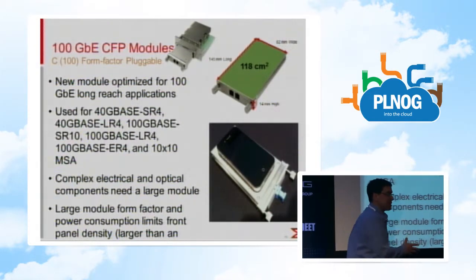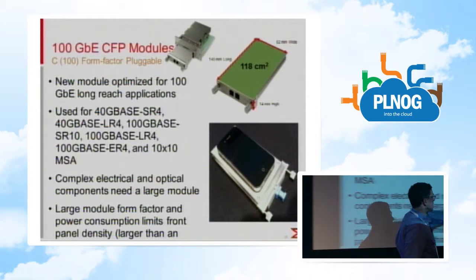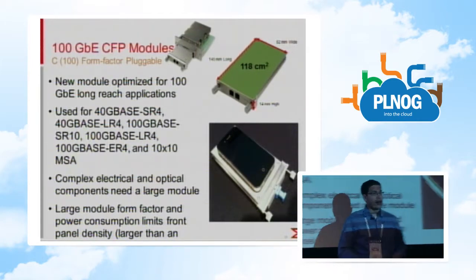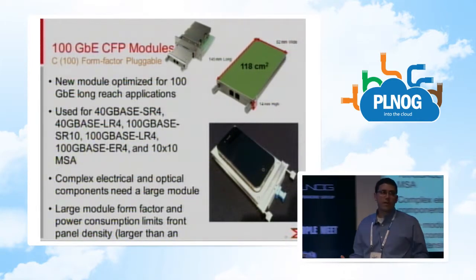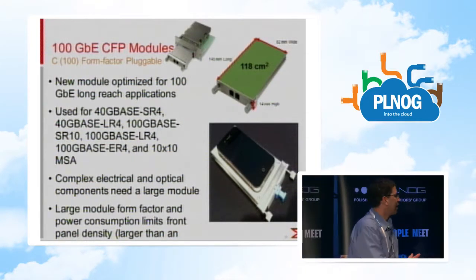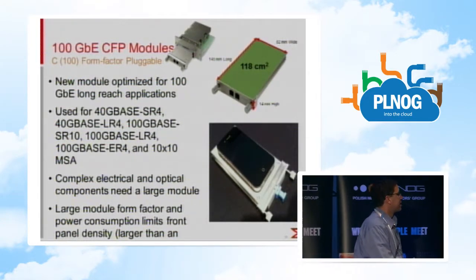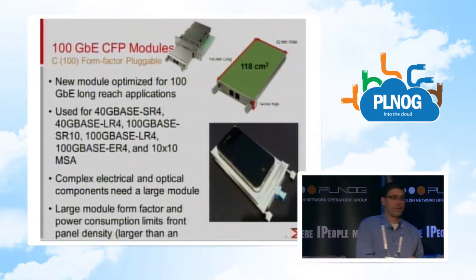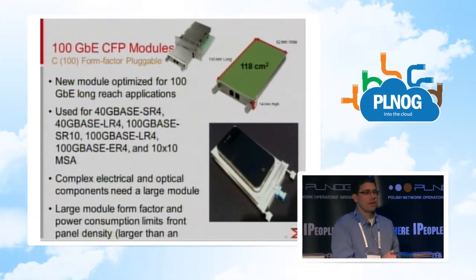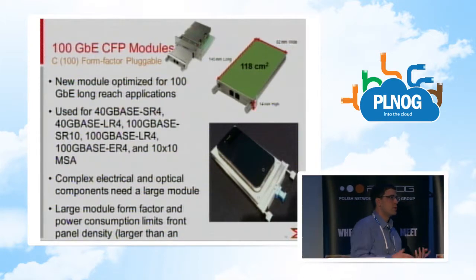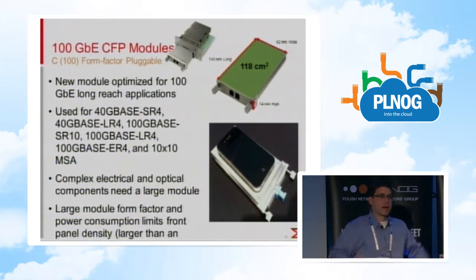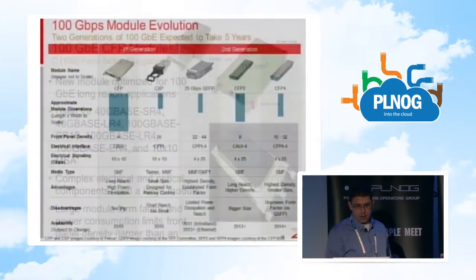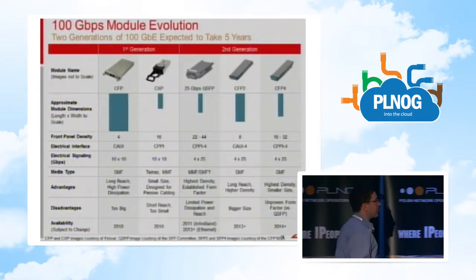But the pluggable module itself is huge. It's bigger than an iPhone. So it's quite a bit different from an SFP+. It does run 10 times faster, but it's pretty different. And so the downside is you can only really fit 2 of these on a board. So right now, there's pretty much a limit of about 2 per 1U pizza box. Where are they going to go?